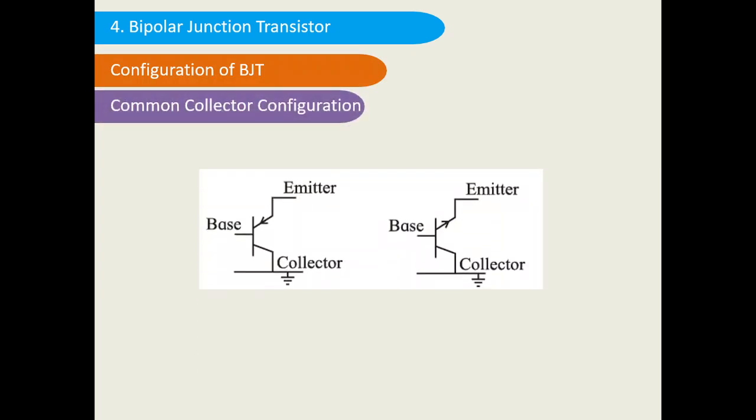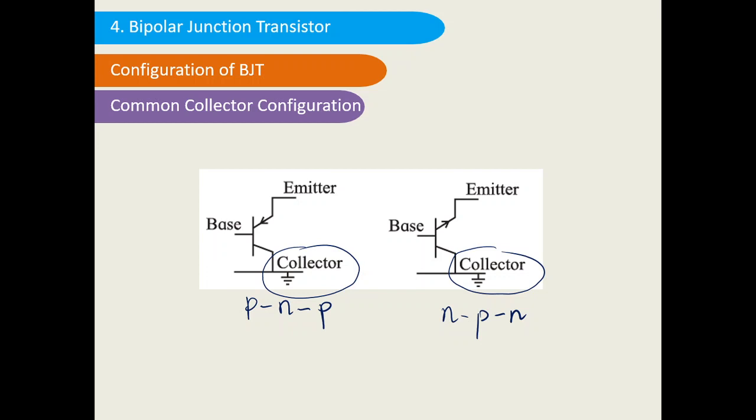The next is the common collector configuration. That means the collector will be connected to ground. So here you can see the collector is connected to ground. The arrow towards the base is PNP, and the arrow towards the emitter is NPN. Common collector configuration.